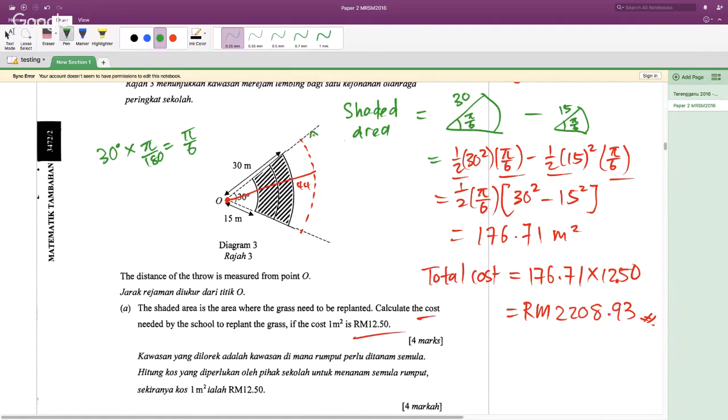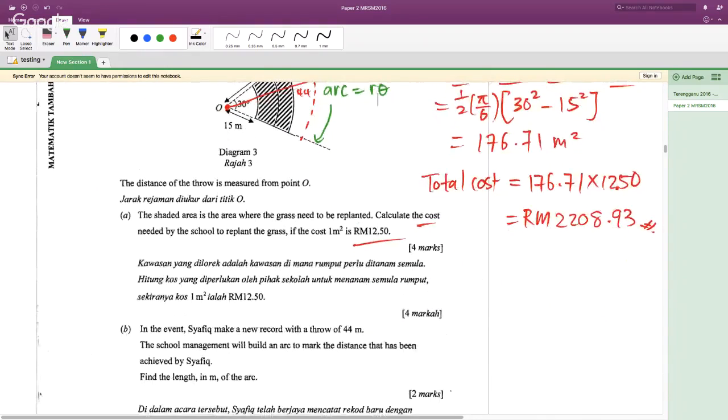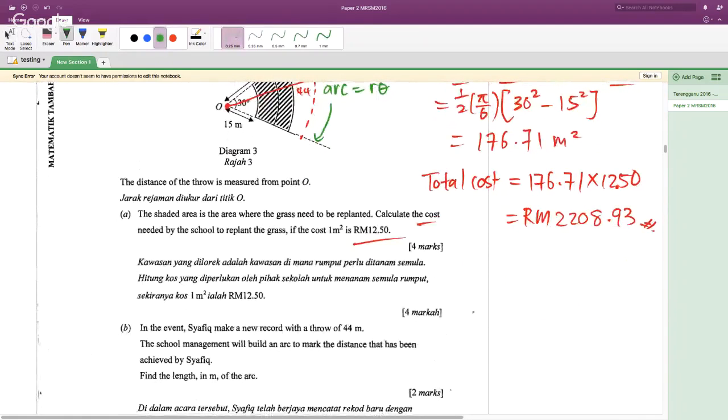Let me draw it nicely. So this is the arc length you want to find. Arc length equals r theta. S is just equal to r theta, and your new radius will be 44. So it's kind of a bonus mark, I guess. So r is equal to 44, theta is pi over 6. That's all, then you just multiply it. 44 multiplied by pi over 6 is 23.04, yeah, cm.